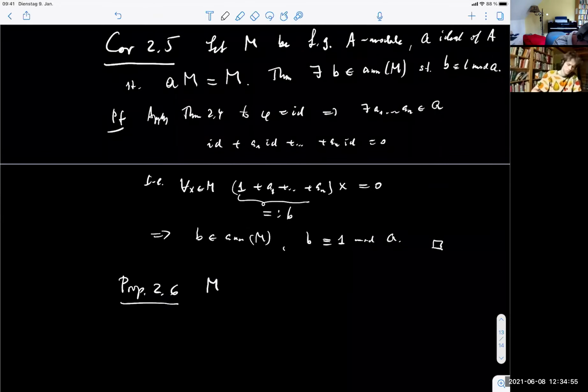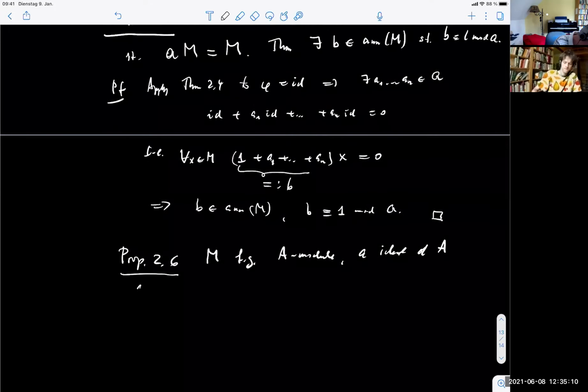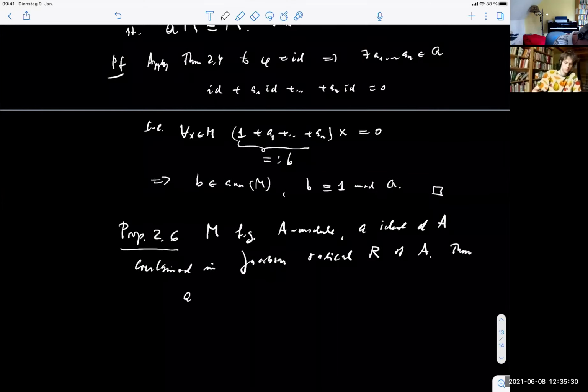So M is a finitely generated A-module. A is an ideal of A contained in the Jacobson radical, maybe call it R of A. Then the point, we have this implication. If we can show AM equals M, then this necessarily implies M equals 0.